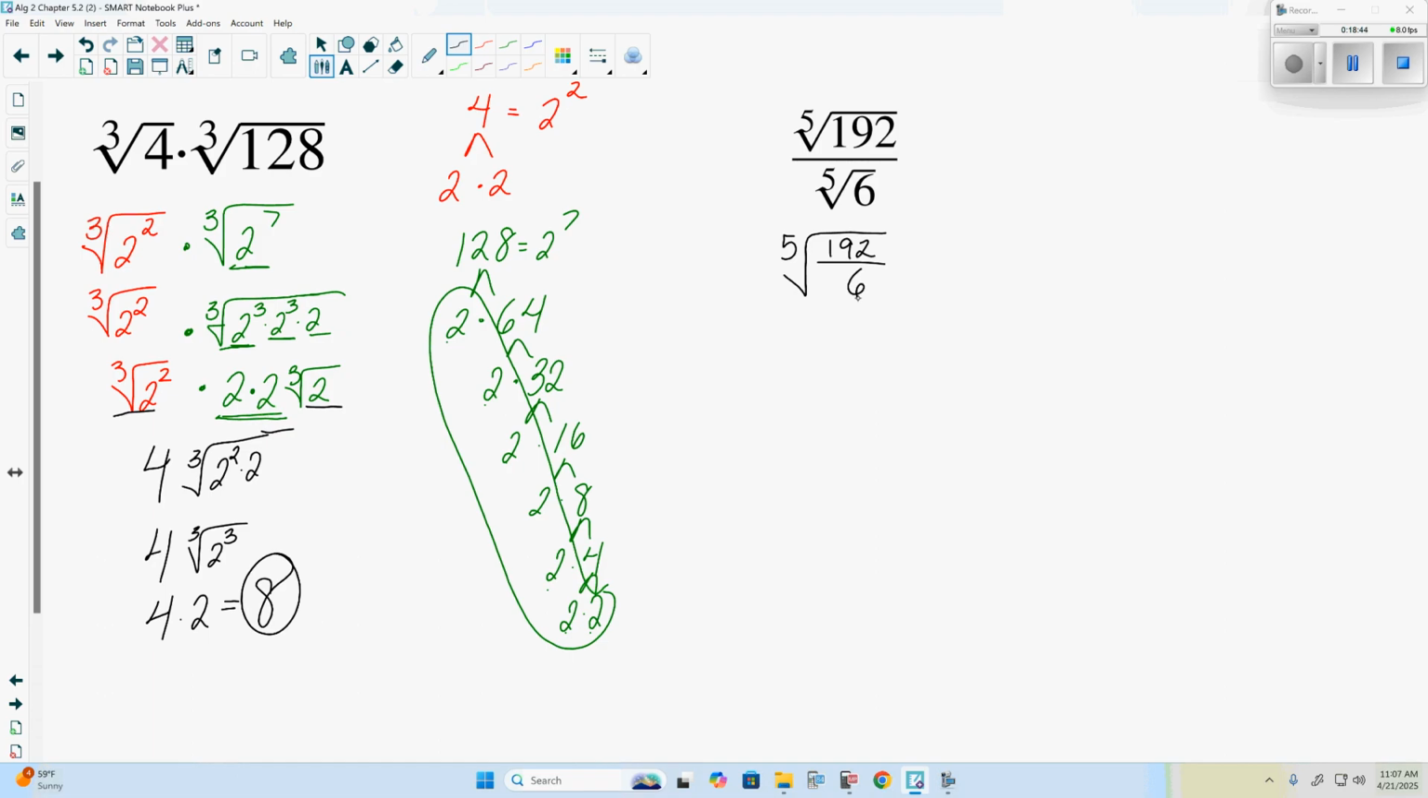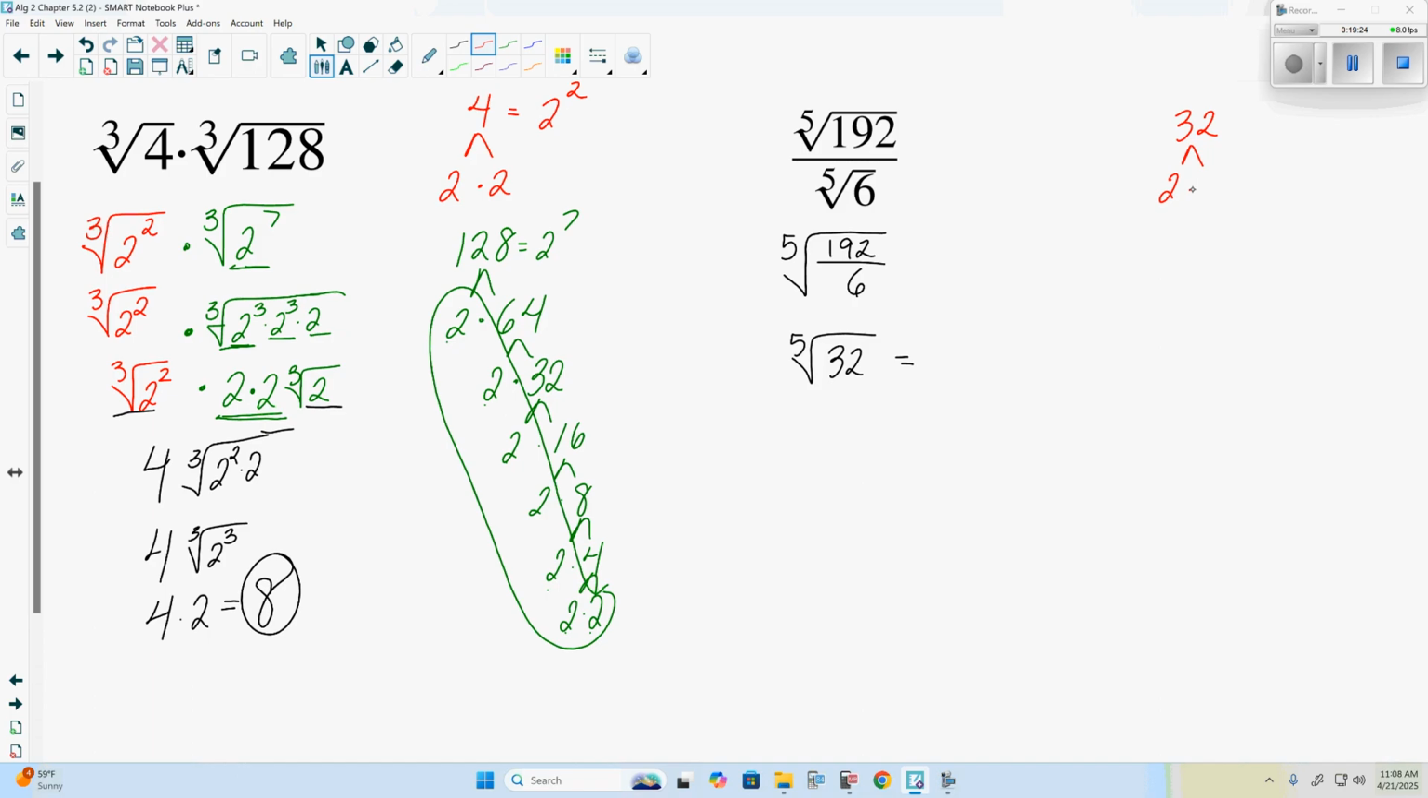Since they do divide nicely, we can rewrite it as a single expression inside the radical and then simplify. So we have the 5th root of 192 divided by 6. Well, 192 divided by 6, as we just saw, simplifies to 32. So that helped us because now we don't have a radical in the bottom of a fraction or a fraction in a radical. The only thing we have left to look at is the 5th root of 32, if it simplifies.